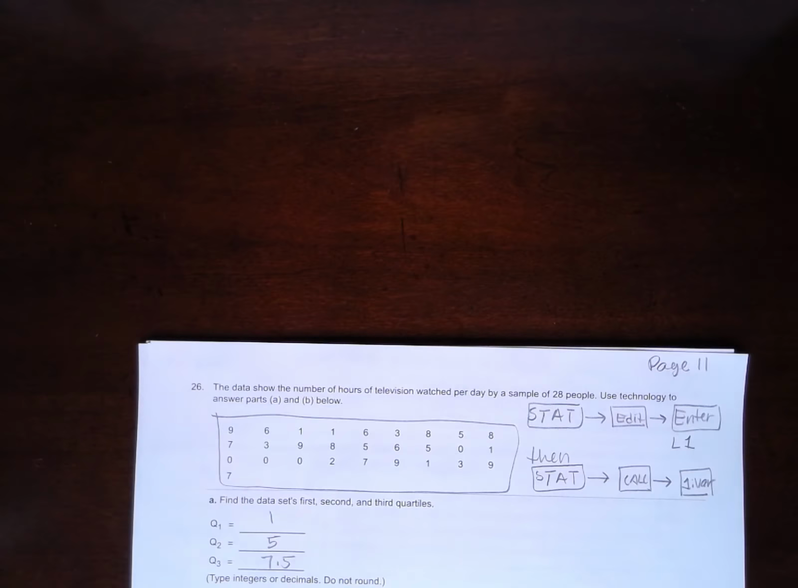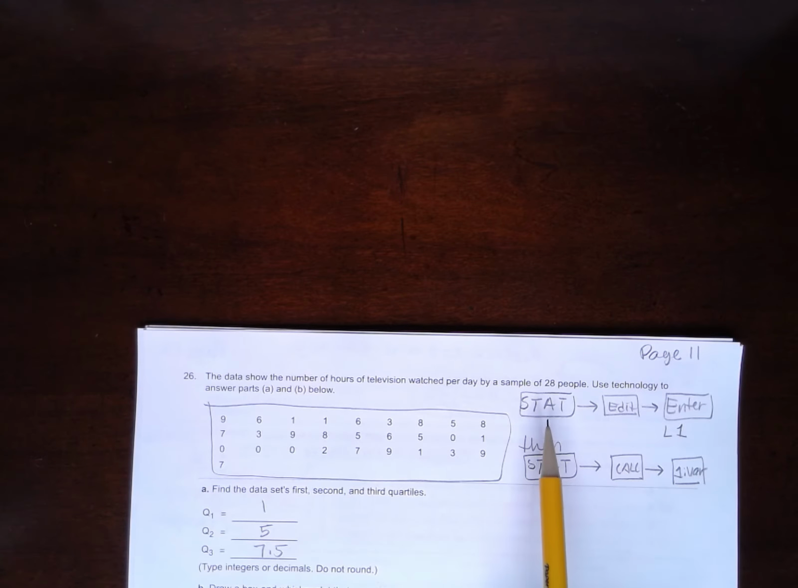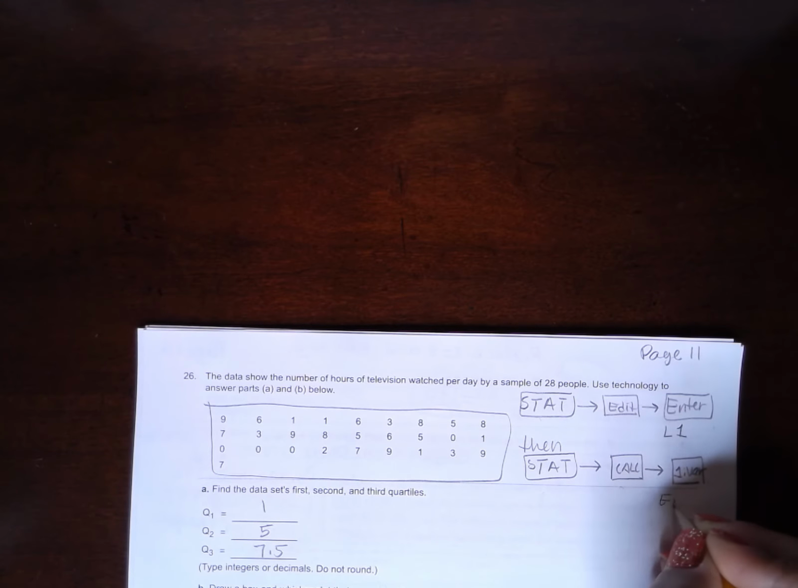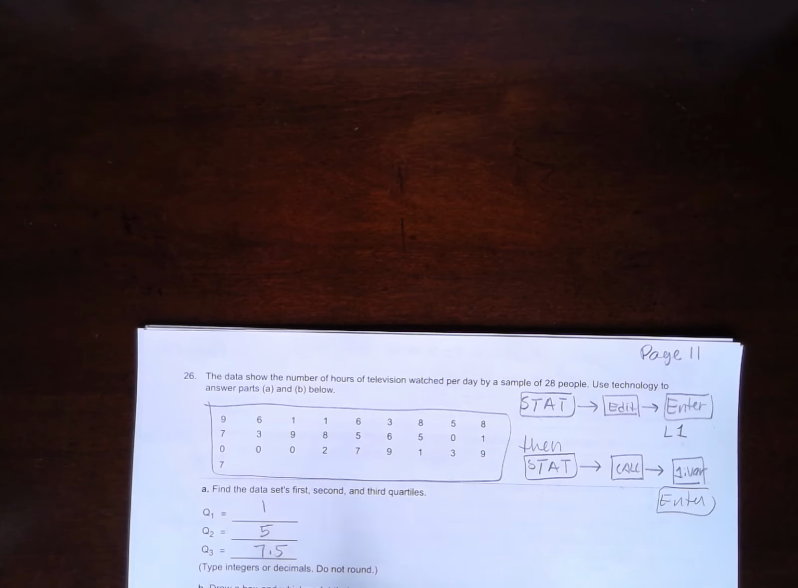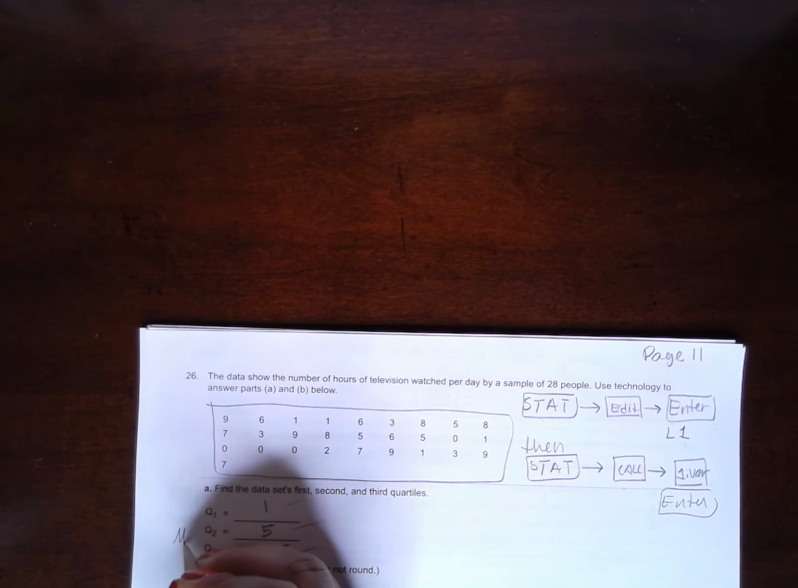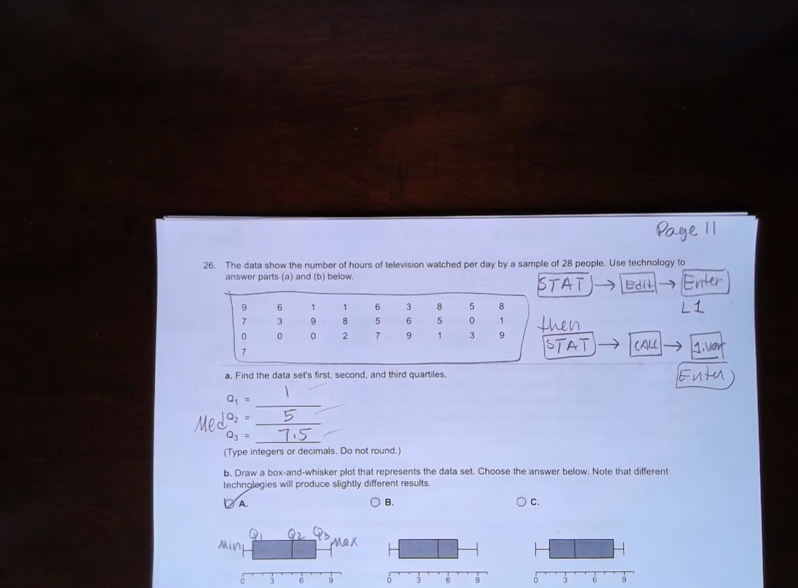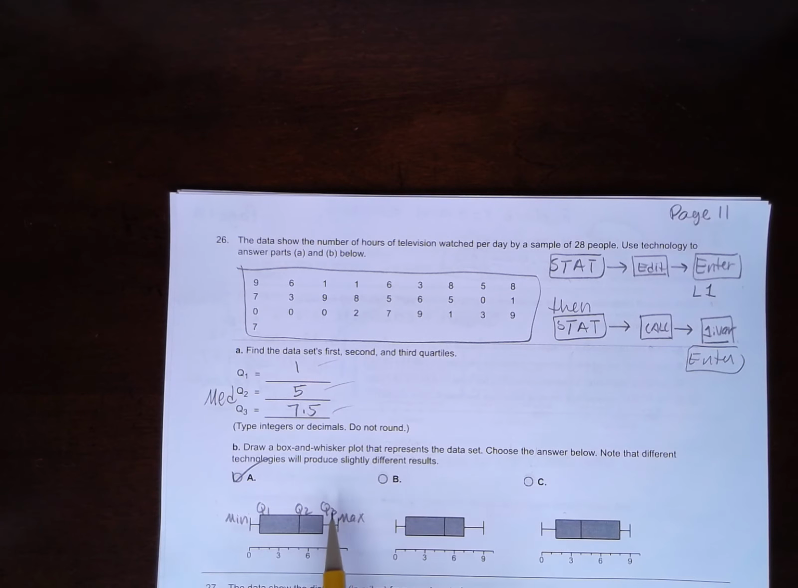So we'll go to the next question, number 26. Question 26 is the same question. You need to make sure that you go stat, edit, enter, list 1, and clear the list if it has any data in there. Then you go to stat calculations, 1 var, and press enter. The calculator will provide you with Q1, Q2, Q3. Remember that Q2, the calculator will express as MED in the graphing calculator. Then you will identify the box and whiskers that matches your minimum, Q1, Q2, Q3, and your maximum.